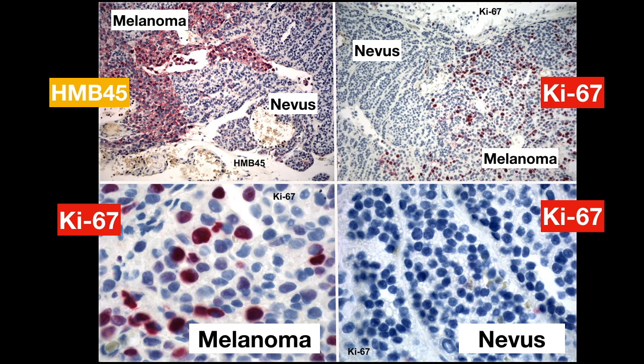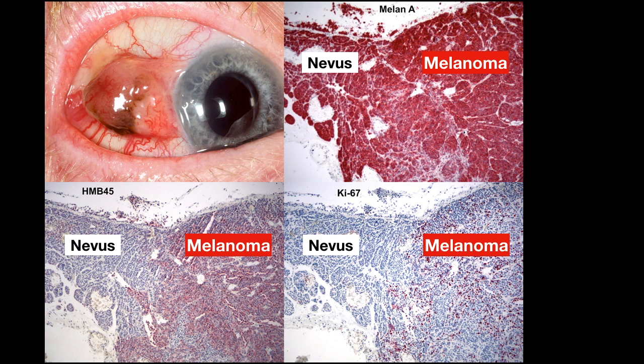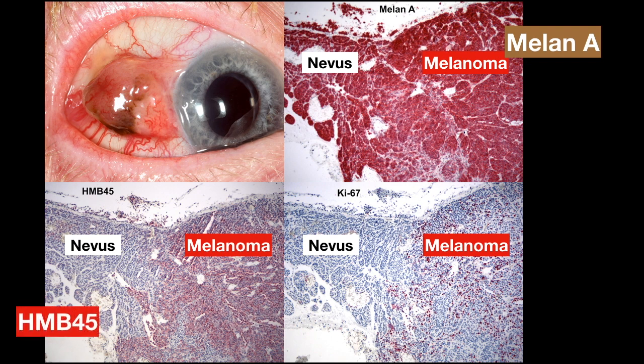HMB45 stains melanoma cells, and Ki67 highlights the number of cycling cells, which is increased in melanoma and typically is low in nevi. This montage shows a conjunctival melanoma arising from a nevus. Both the nevus and melanoma are intensely immunoreactive for Melan-A, but only the melanoma at right stains with HMB45 and shows cellular cycling with Ki67.